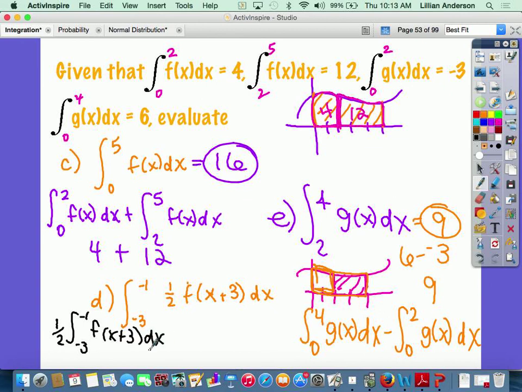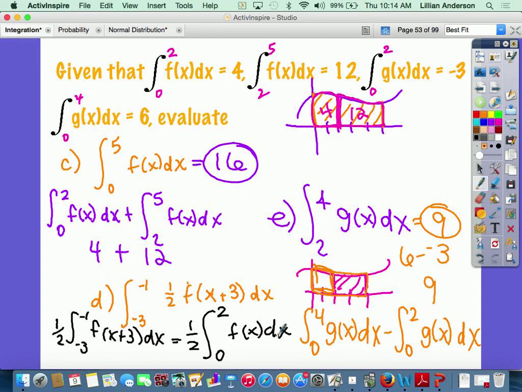Now this plus 3 just basically means that I've moved along the x-axis. So I can actually add 3 to both of these values to compensate for the fact that I just literally moved my function over. I didn't change the function, I just moved it over. So if I add 3 to my bounds, it basically moves it back to a spot where I can find the area. Since it's a plus 3, I add 3 to the lower bound and the upper bound. So this becomes 1/2 of 0 to 2 of f of x dx.